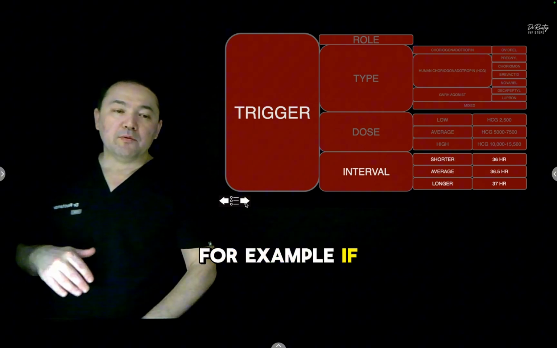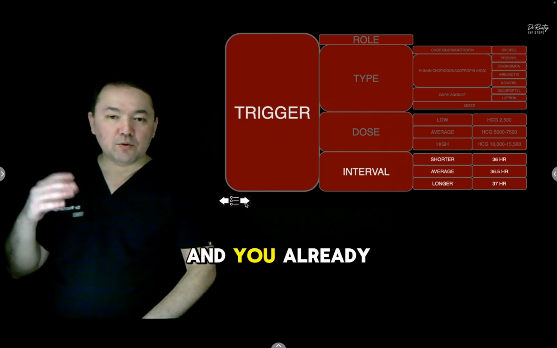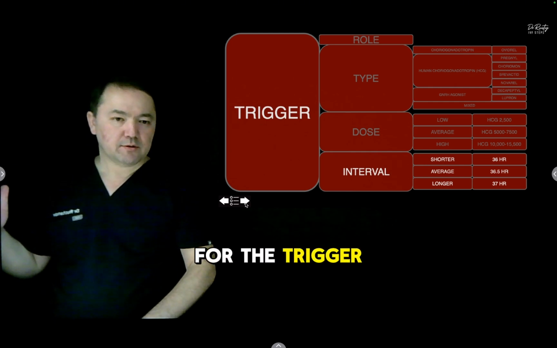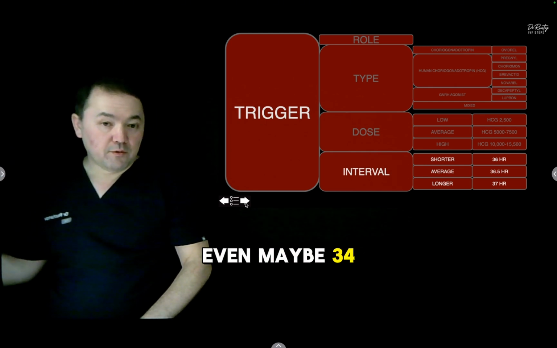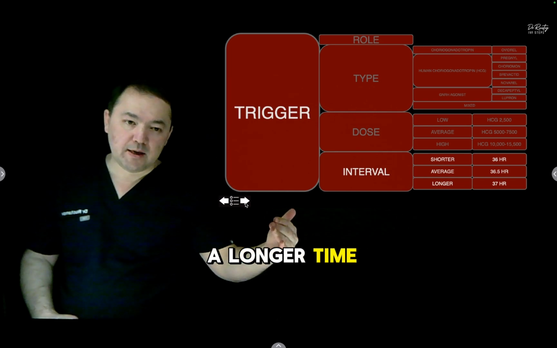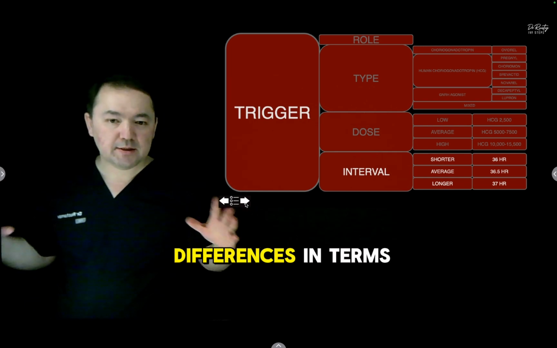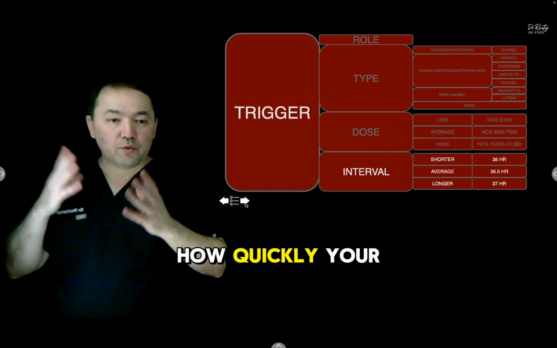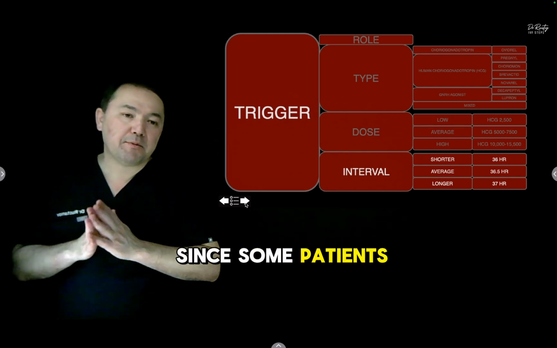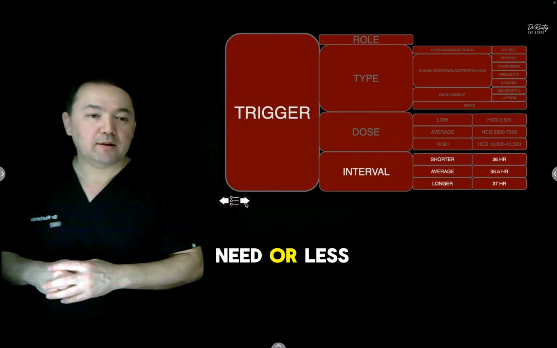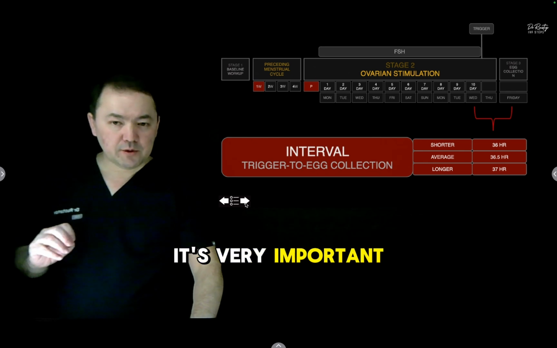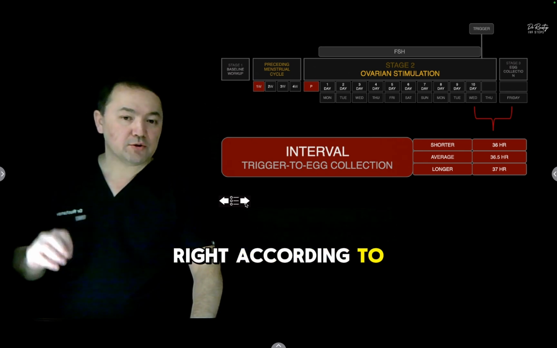For example, if you had an average dose trigger in the first IVF cycle and you had already ovulated by the time of egg collection, then next time you need a shorter time for the trigger, let us say 35 hours, even maybe 34 hours. If you had a lot of immature eggs, then you may need a longer time for the trigger, because there are individual differences in how quickly your eggs go through maturation. The average time is 36 hours, but some patients need longer and some need less time. For you, it's very important to get the time of the trigger right according to the instructions.